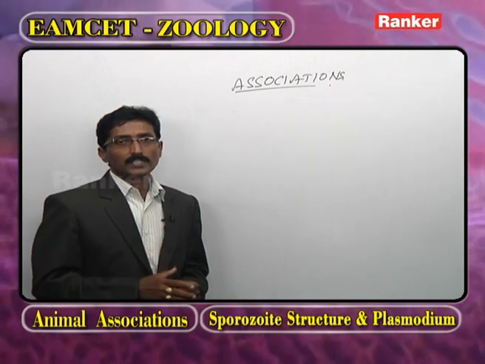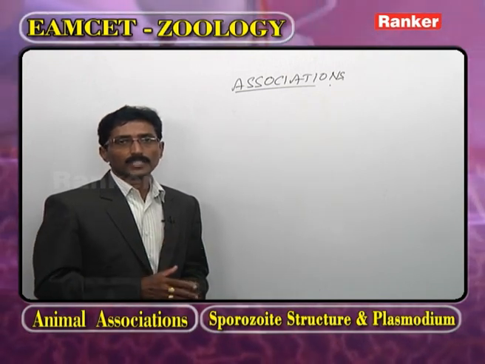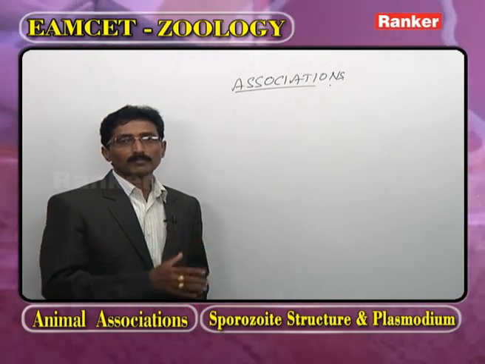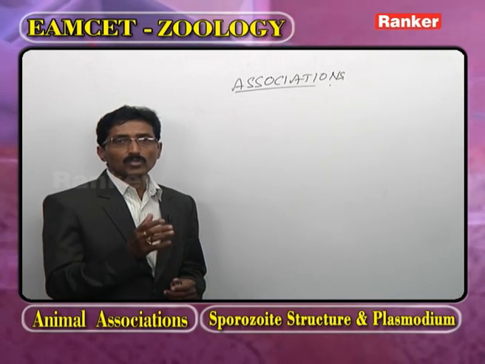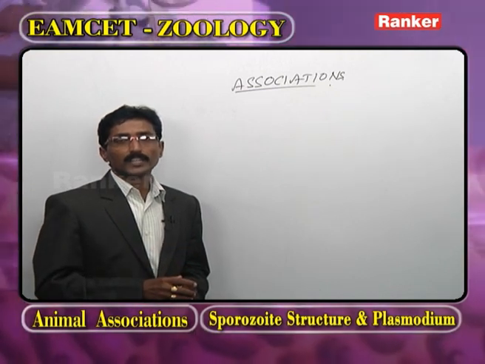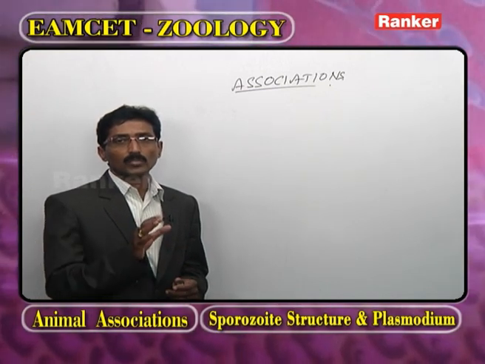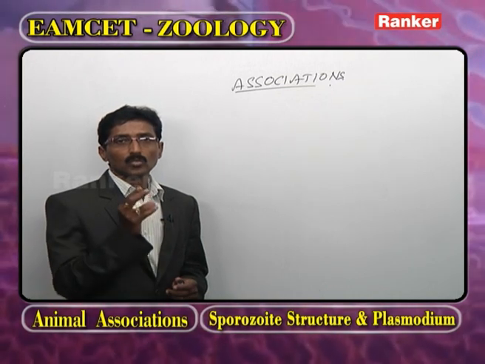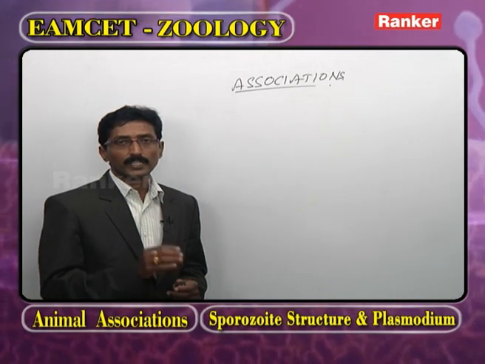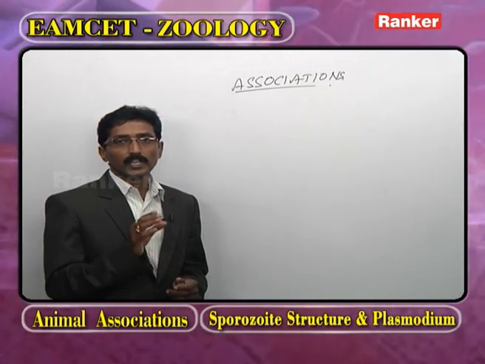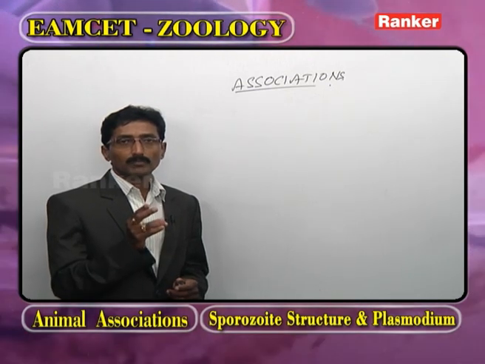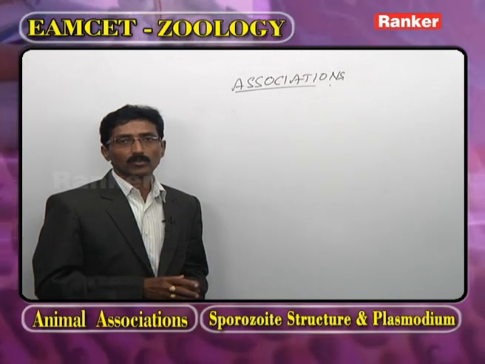One is Plasmodium, the second is Taenia solium, the third is Wuchereria bancrofti, and the fourth is Entamoeba histolytica. Before discussing the bits, a small introduction regarding the association. In order to explain association, two organisms belonging to different species are required.